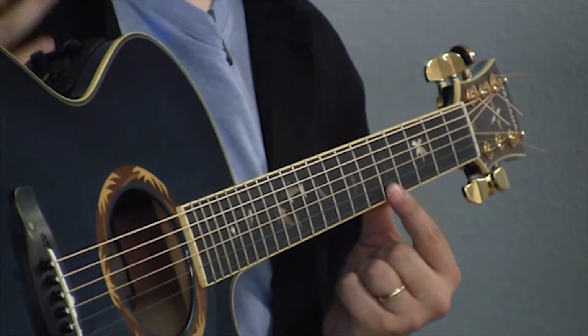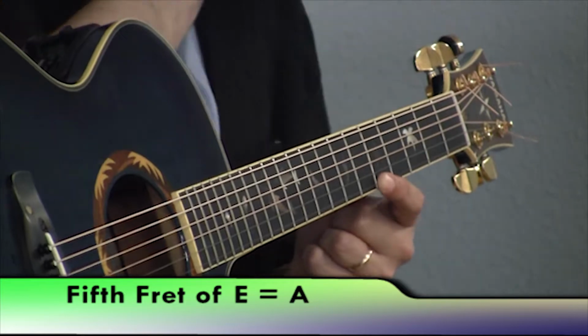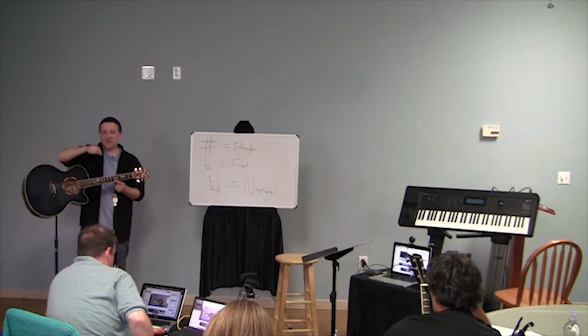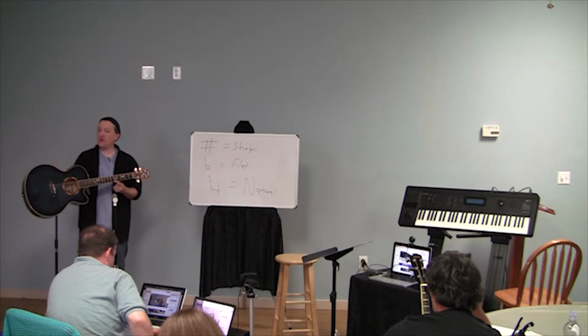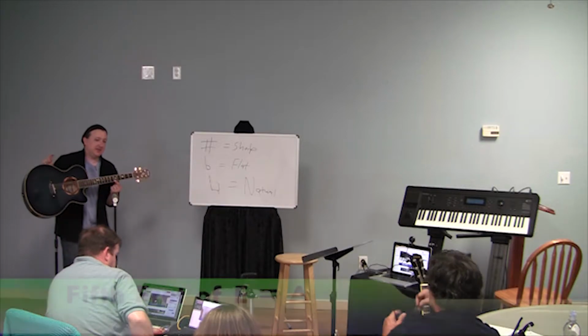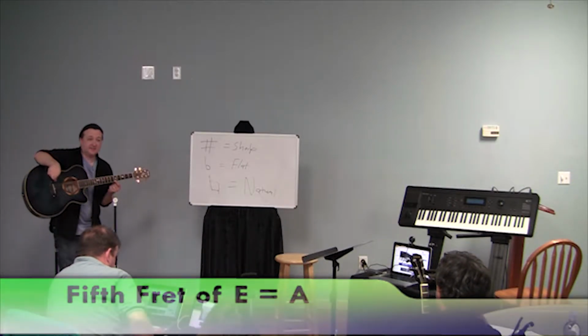This is the 5th fret of E. It's 5 half steps, 5 frets. Look at the piano keyboard for a second, look at E, and go 1, 2, 3, 4, 5. 5 half steps, white, black, white, and you end up on the note called A. So the 5th fret of E is A. 5 half steps above E is A.